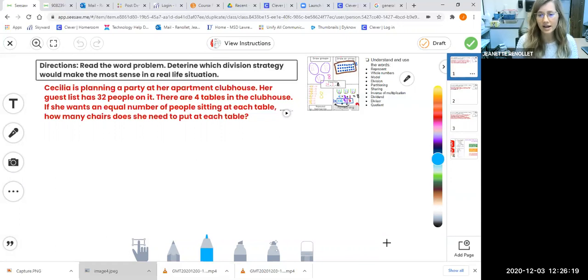Let's read it again. And I want you thinking about our strategies that we know. We know about repeated subtraction, partitioning, arrays, or equal groups. I want you to think about what strategy we could draw that would make sense for this problem. Here we go.